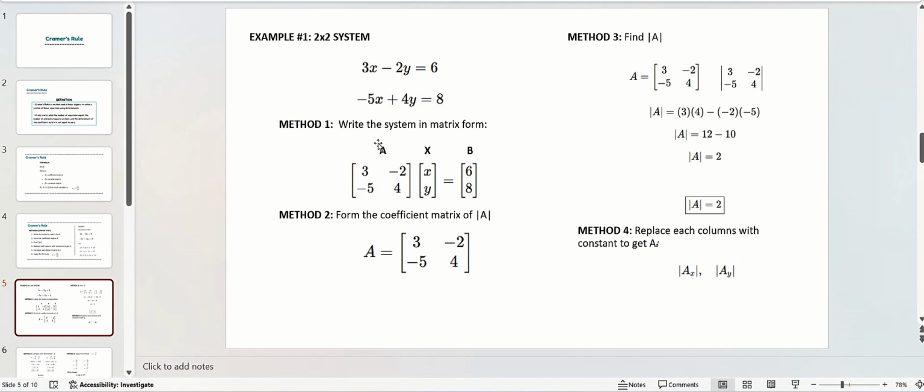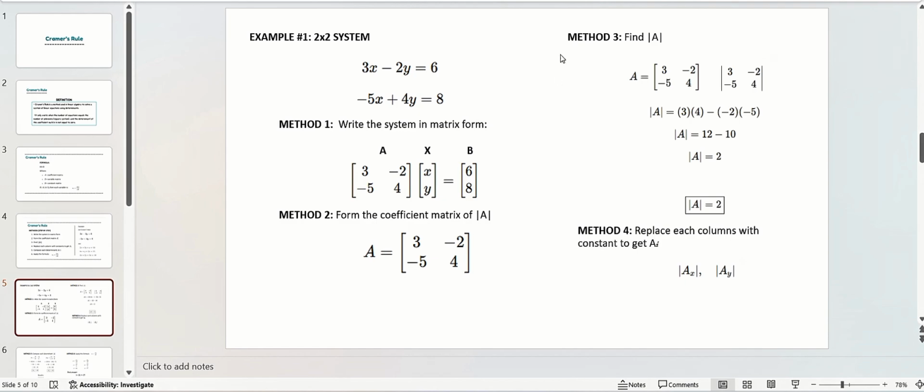So method 1, let's start with the method 1, which is to write the system in matrix form. So mao ang atong matrix form sa kining duha ka equation and duha ka unknowns. So ato lang ning kopyahon ang 3 and negative 5, first column, and second column, which is negative 2 and 4. And then ang atong variables and then ang atong constant nga values. So let's proceed to method 2, which is to form the coefficient matrix A. So mao ni ang coefficient matrix.